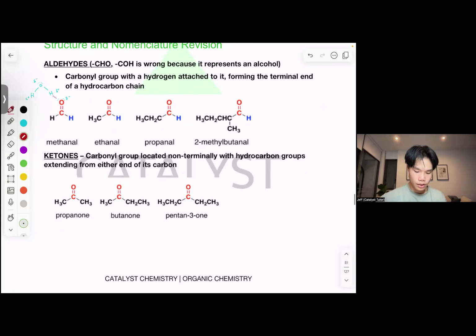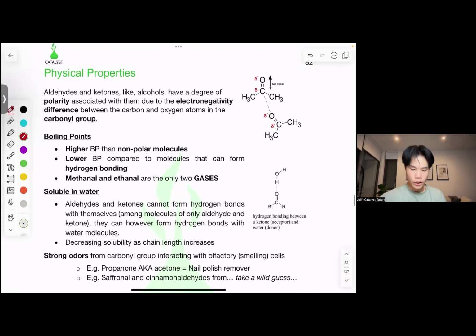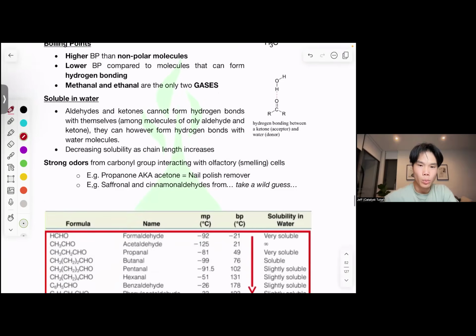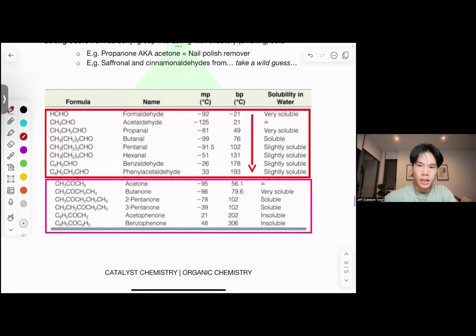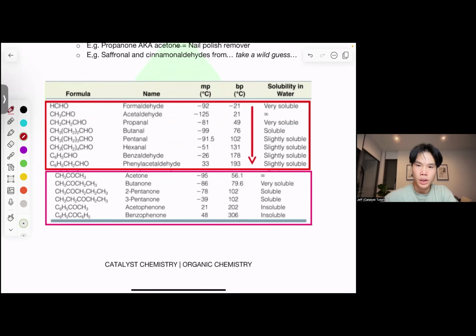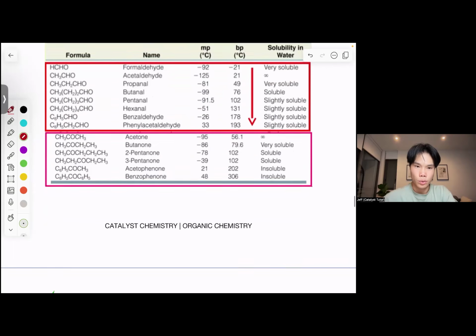Okay, same for ketones. In terms of boiling point and melting point, as we said, they should be higher than alkanes, lower than things that can form H bonds, and should be somewhat soluble. You can see here for aldehydes, in fact, it is soluble until butanol, until it starts to become slightly soluble and then insoluble.